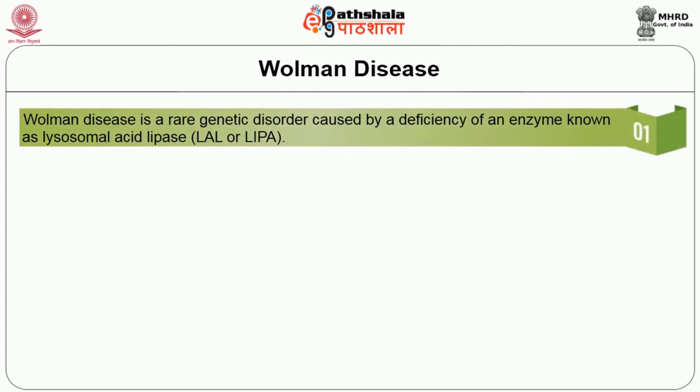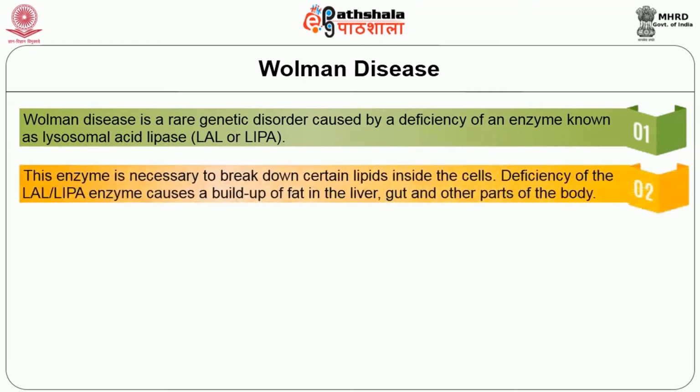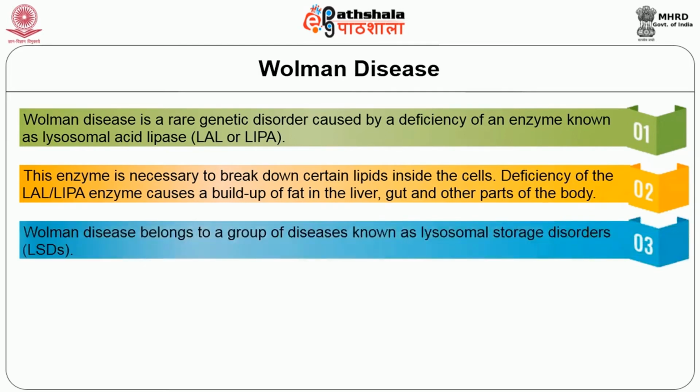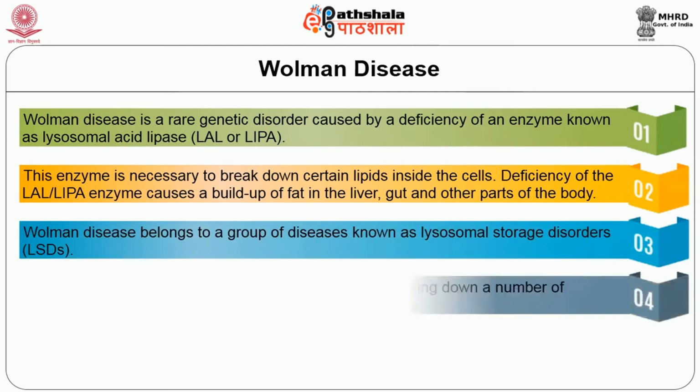Wolman disease is a rare genetic disorder which is caused by a deficiency of an enzyme known as lysosomal acid lipase. This enzyme is necessary to break down certain lipids inside the cells. Deficiency of this LAL enzyme causes a buildup of fat in the liver, gut and other parts of the body. Wolman disease belongs to a group of diseases known as lysosomal storage diseases.